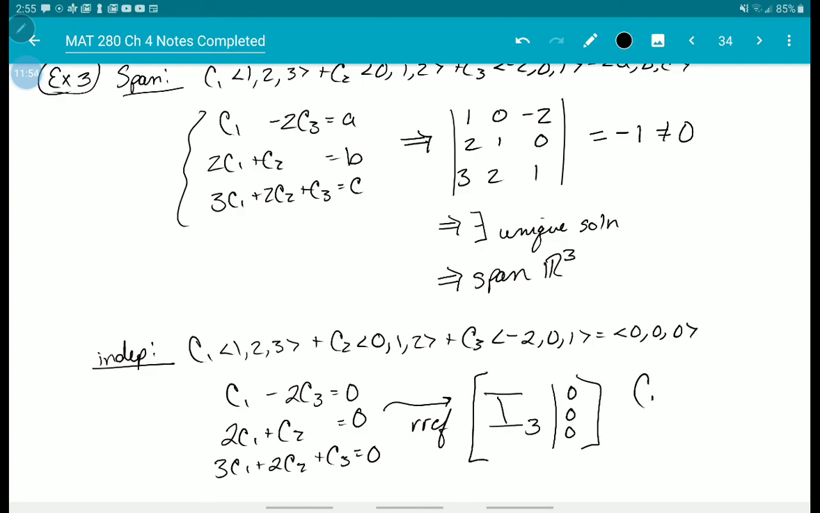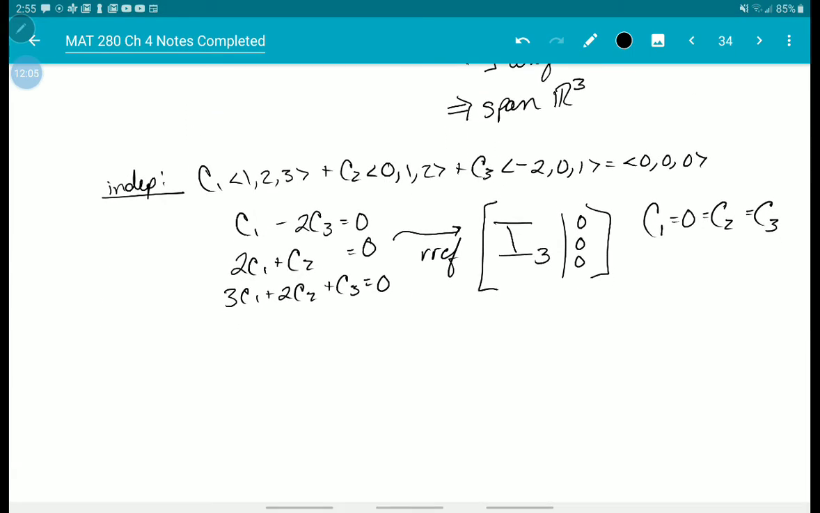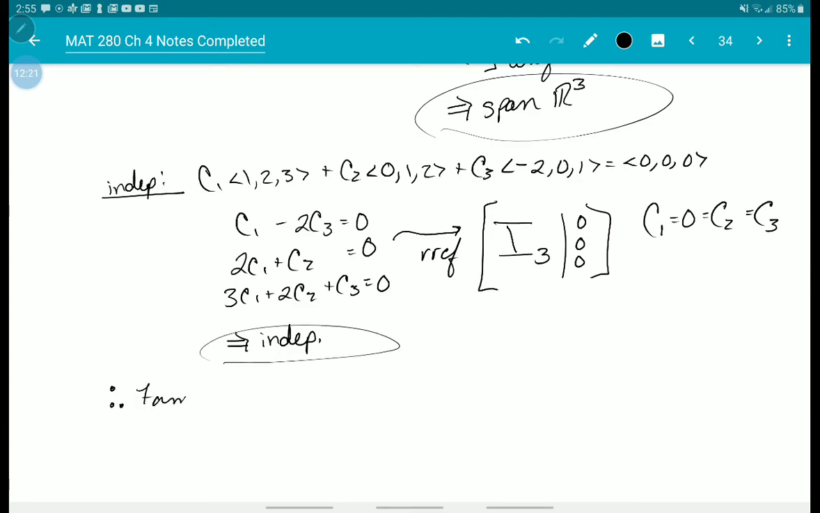So that tells us C1 has to be 0, C2 has to be 0, and C3 has to be 0. So since we only get the trivial solution for that particular system, that tells us that these vectors are independent. So since they span, since they're independent, then that means they form a basis. So that's really all there is to finding a basis: does it span? Is it independent? It has to meet both criteria.